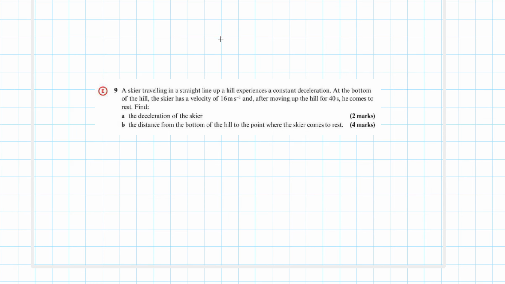So if we draw the situation, travelling up a hill, the skier at the bottom, so travelling up a straight line, it's a constant deceleration, so we know that he's slowing down. We know that at the bottom of the hill, the initial velocity is 16, and then at the point where he rests, v is equal to 0 because he comes to rest, and we know that t in this case is 40 seconds for this to occur.